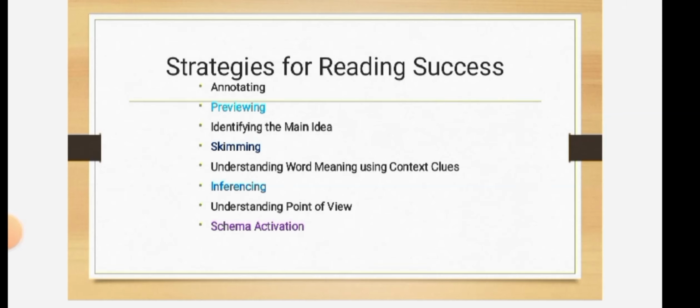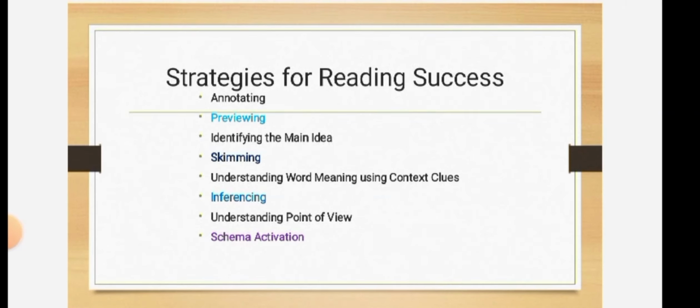Inferencing. Read between the lines to understand what the author implies but doesn't state explicitly. Use evidence from the text to draw logical conclusions, developing a deeper understanding. Understanding point of view. So, determine the author's perspective. Is it objective or subjective? Recognizing the viewpoint helps you critically evaluate the information presented. And the last one, schema activation. So, relate the text to your existing knowledge. This connection helps you make sense of new information and integrate it into your understanding.